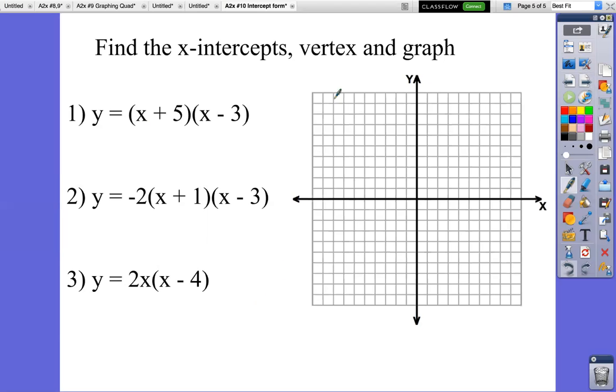Let's do this one last time. Find the x-intercepts, vertex, and graph. Well, we already kind of did some of this. Let's just do number 3 here real quick. Number 3. The reason I put that up here is because this looks different than everything else. You will see something like this.